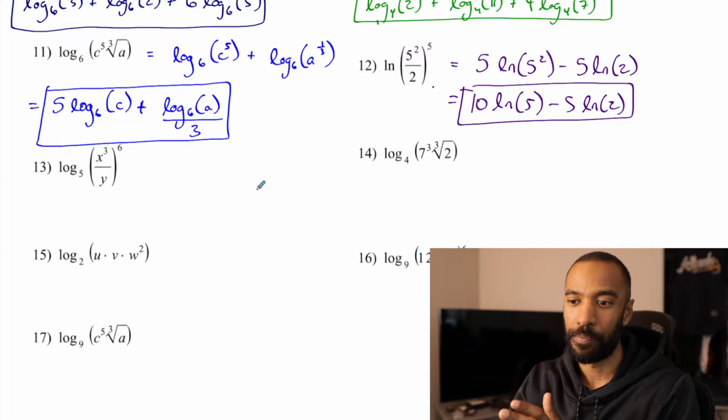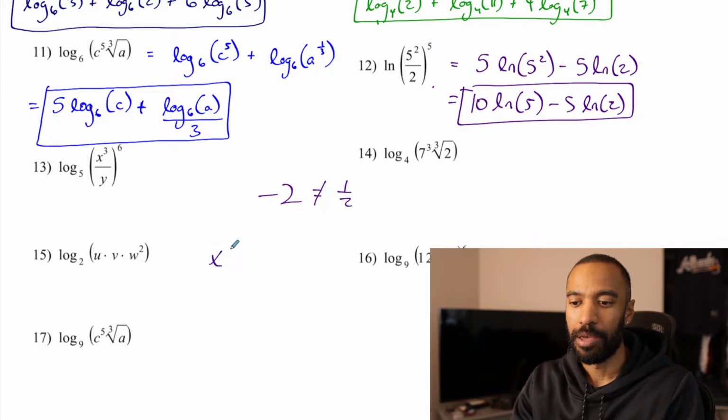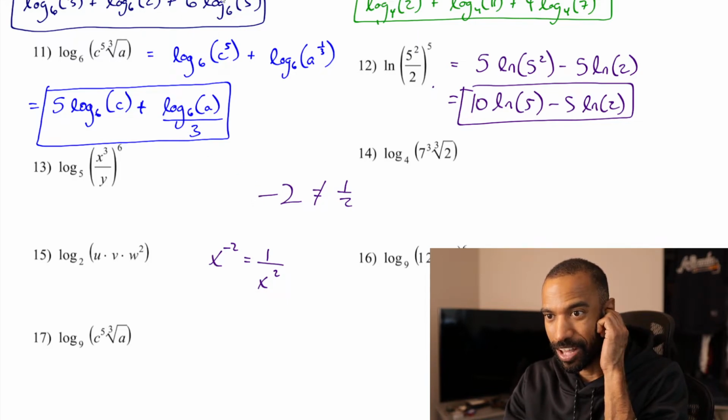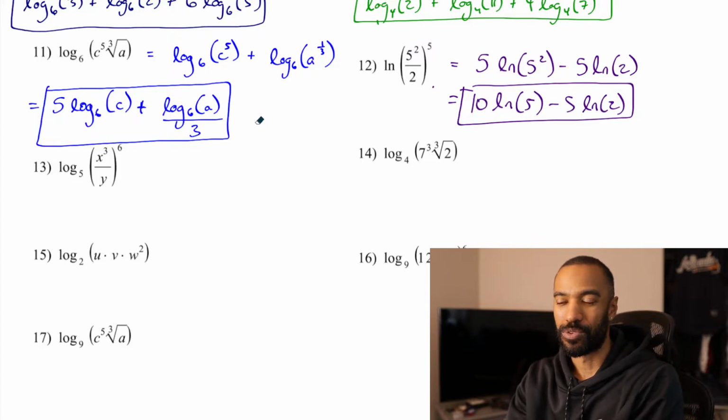It's just like how negative 2 isn't the same thing as 1/2. And you might be wondering, where the heck is that coming from? Because x to the negative 2nd power is 1 over x squared. There's a difference between exponential properties, logarithmic properties, and the real world number things that we do. So I just want to make sure that you know that.